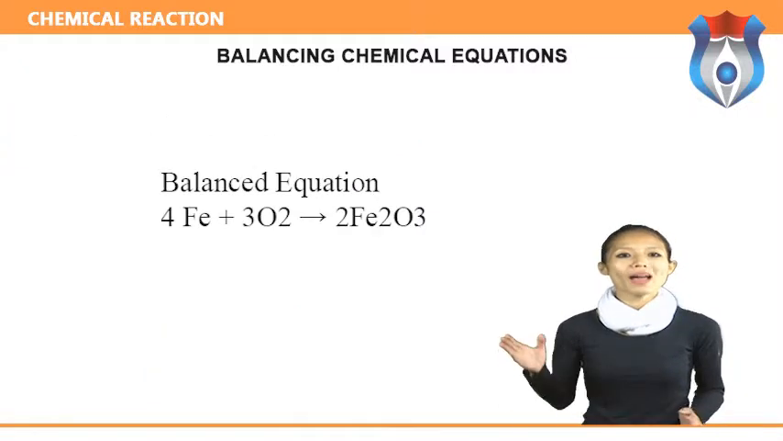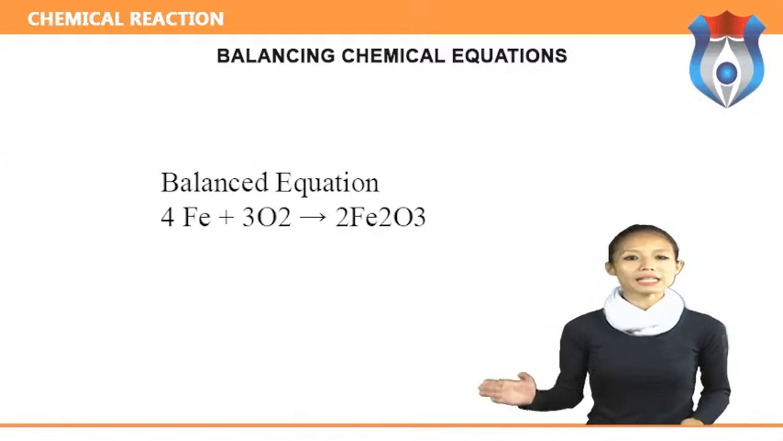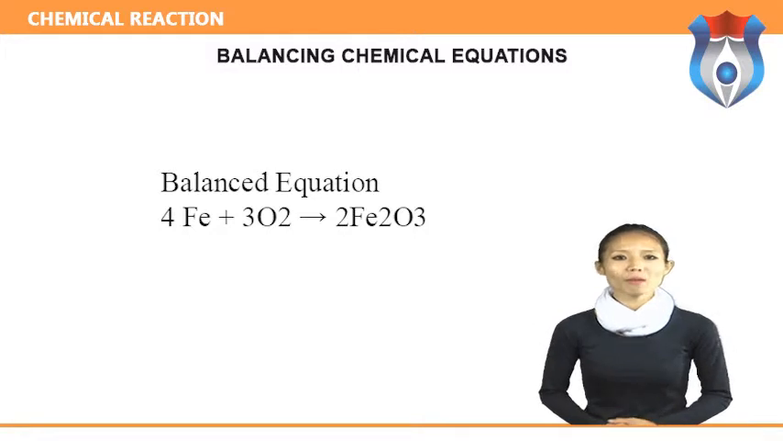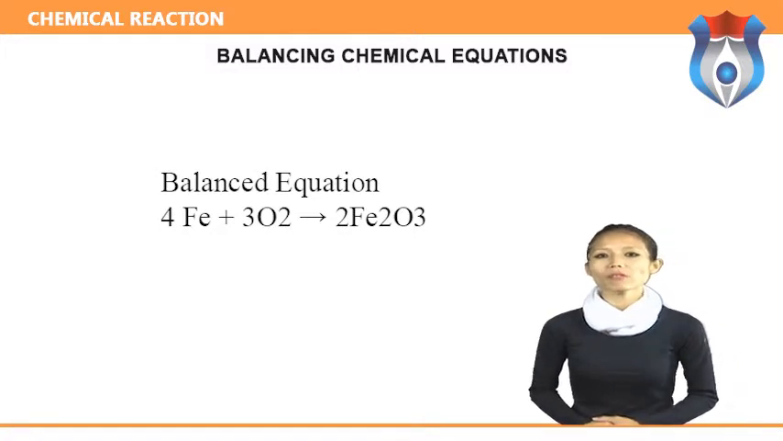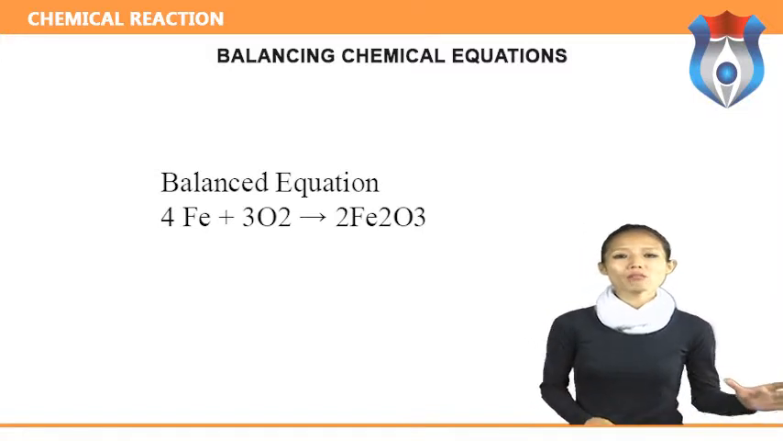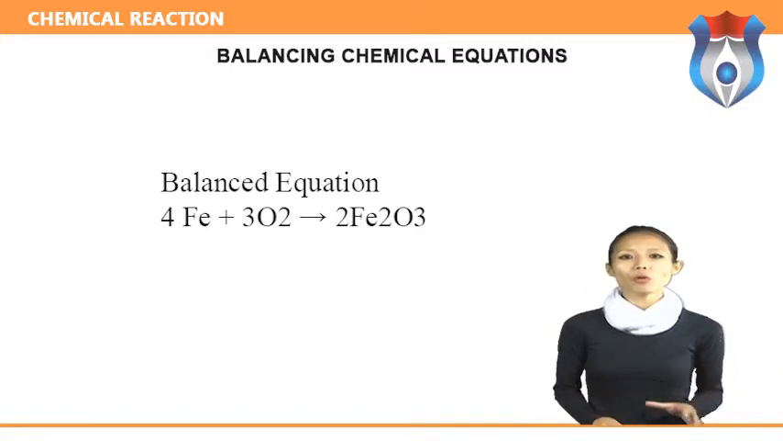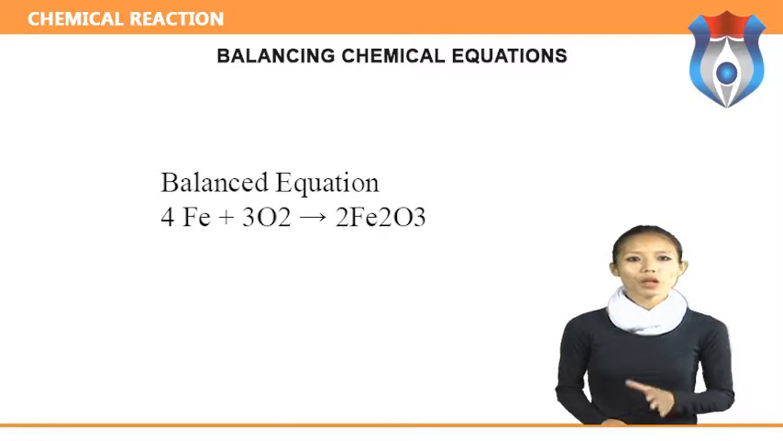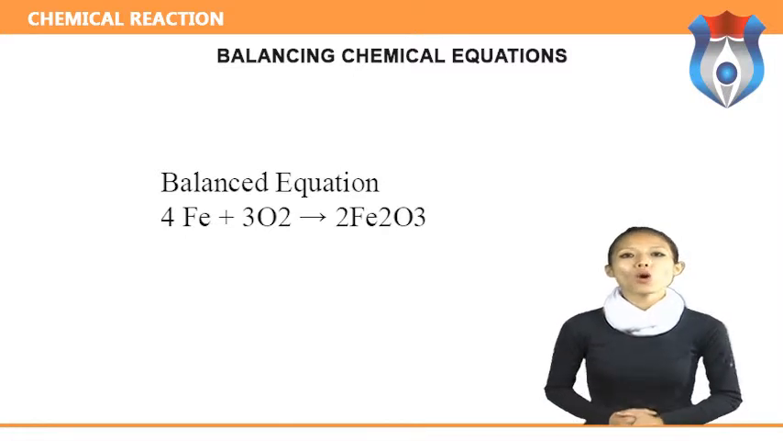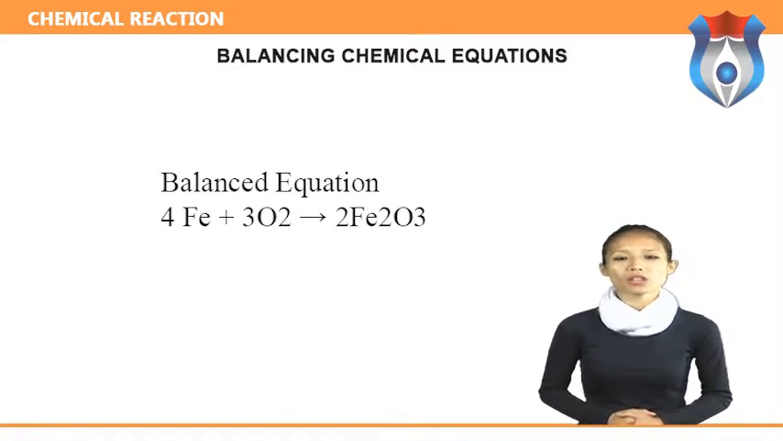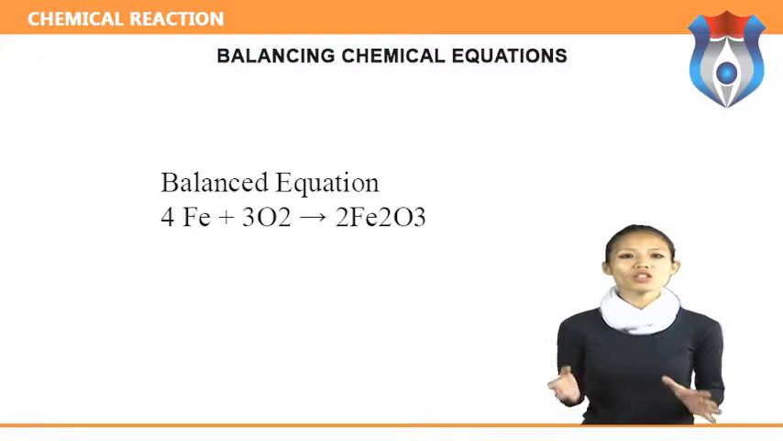The equation now has 6 atoms of O on each side, but the Fe atoms are not balanced. There is one atom of Fe on the left and 4 atoms of Fe on the right. The Fe atoms can be balanced by writing a 4 in front of the Fe. 4 Fe plus 3 O2 gives 2 Fe2O3. This equation is now balanced.